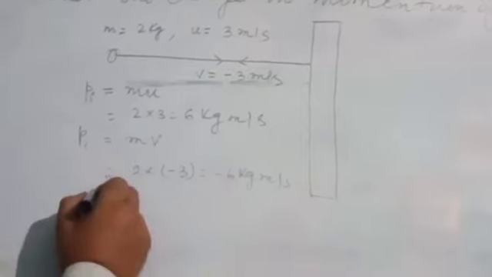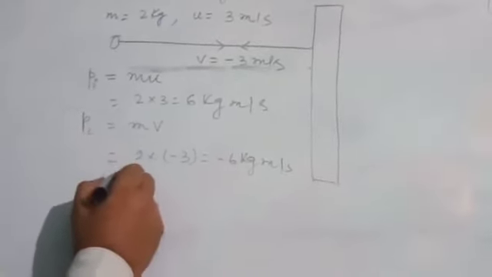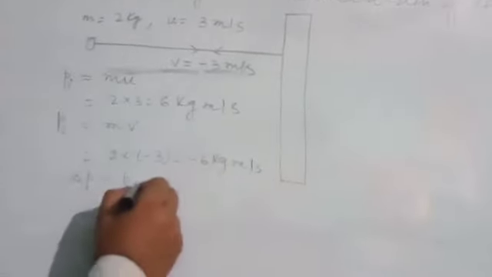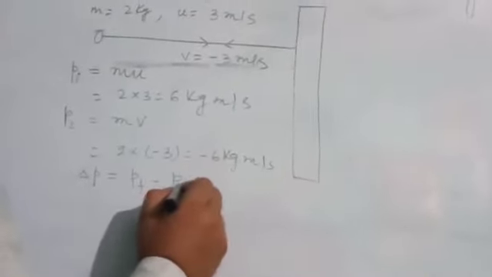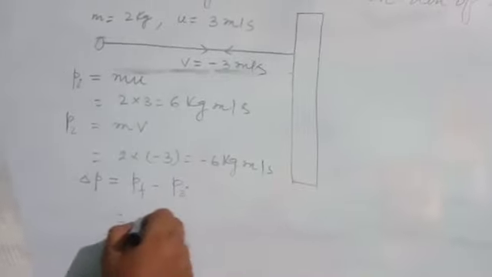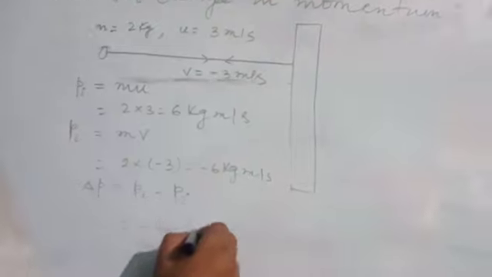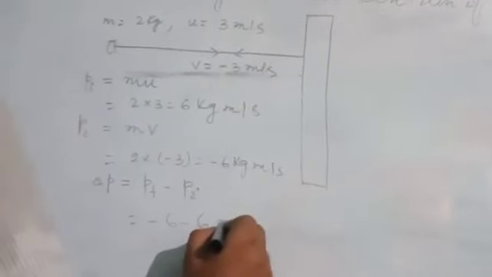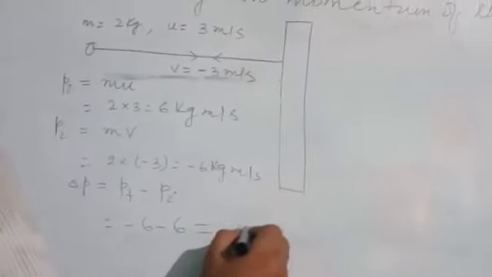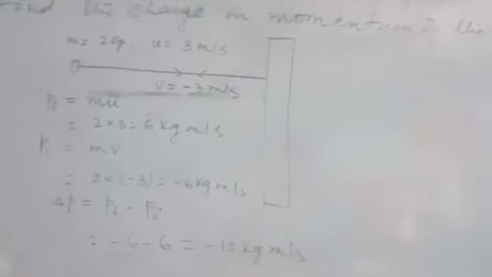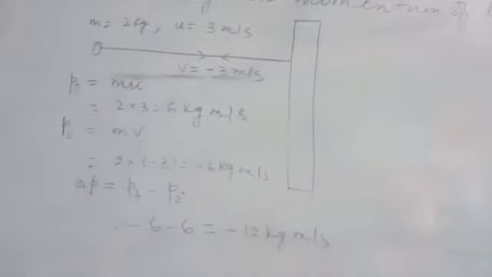So the change in momentum, delta P, equals final momentum minus initial momentum: minus 6 kg meter per second minus 6 kg meter per second, equals minus 12 kg meter per second. This is the change in the momentum of the ball.